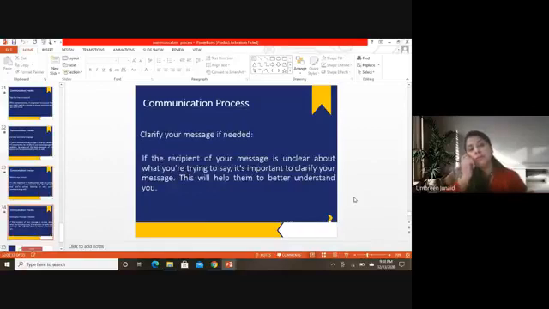The next is to clarify your message if needed. If the recipient of your message is unclear about what you're trying to say, it's important to clarify your message. This will help them to better understand you. Sometimes we are giving a presentation and at the end we give the audience a chance: if anyone has any question, they can ask.